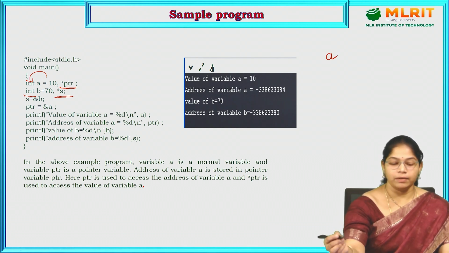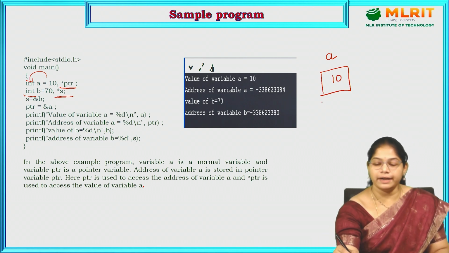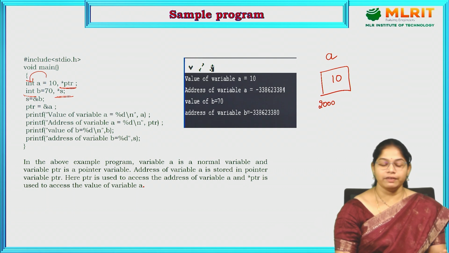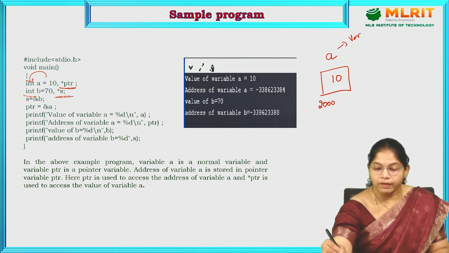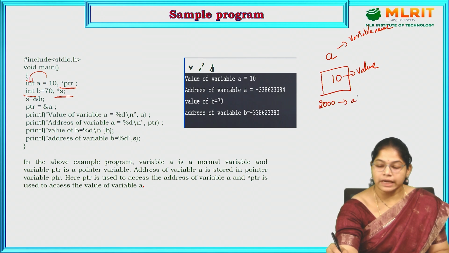So A, the value of A is 10. Let us suppose the address of this is 2000. In that way, memory is allocated for this. This is the variable name, here this is the value, and this is the address of that variable.